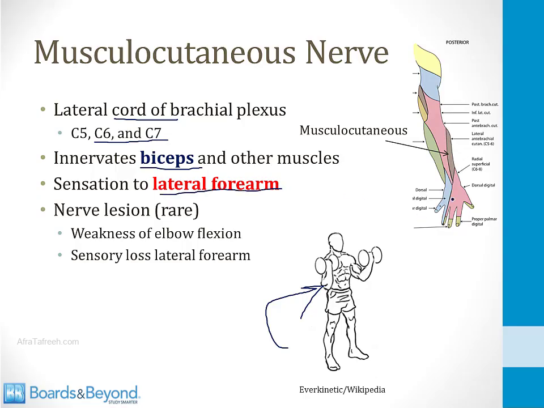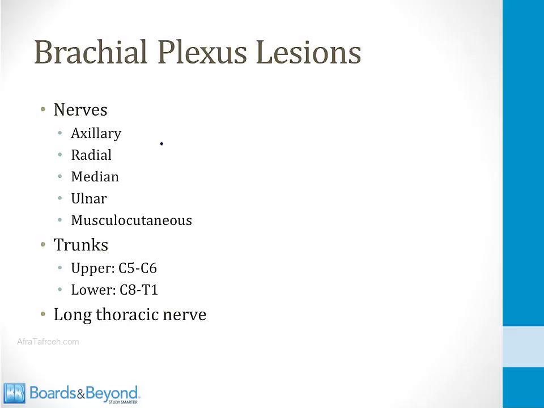If you look at this picture at the top right side of the screen, this area shown in brown is innervated by the musculocutaneous nerve. So if a lesion of this nerve occurs, which is relatively rare, you will see weakness of elbow flexion and sensory loss to the lateral forearm. Going back to this slide, we've now talked about nerve lesions of the axillary, radial, and musculocutaneous nerves, and I'll talk about the median and ulnar nerves in the video on the hand because they're the major nerve supply to the hand.